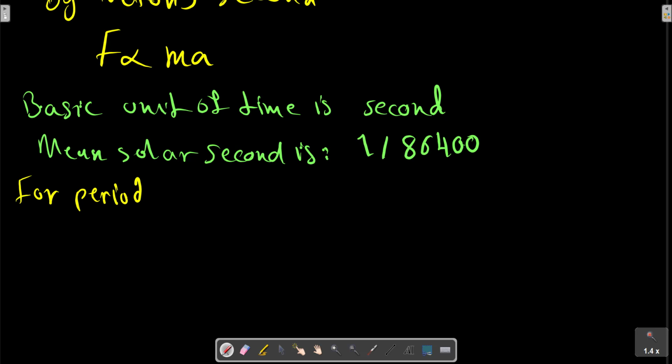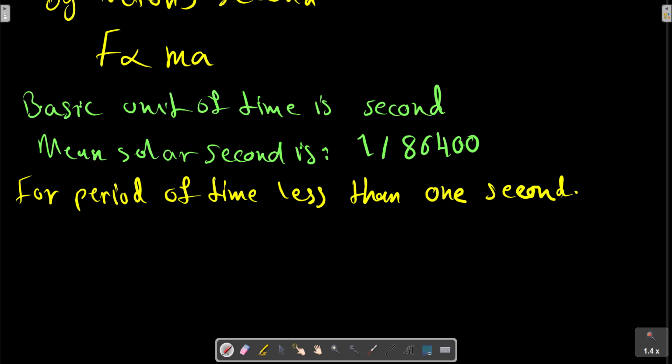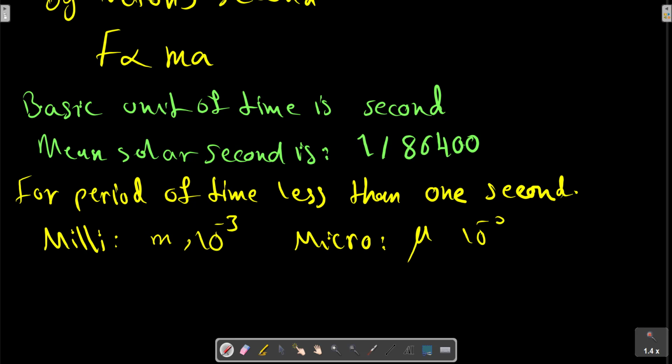For a period of time less than 1 second, we have milli, micro, nano, and pico.